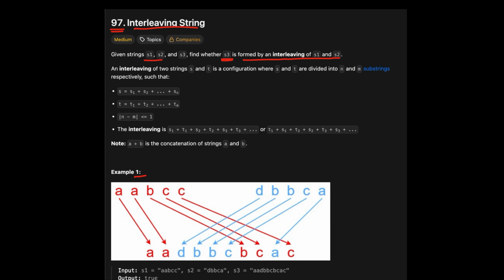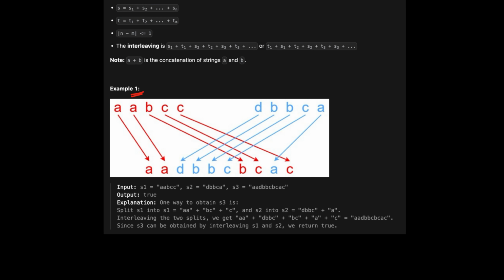build string S3. If we look at example number 1, we can take the characters from string S1 and S2 and build string S3 while maintaining the sequence in which the characters appear in the respective strings. For instance, the first two characters A and A are taken from string S1, while the next four characters are taken from string S2. Please note that we are not breaking the sequence in which we are extracting the characters from the respective strings to build S3.